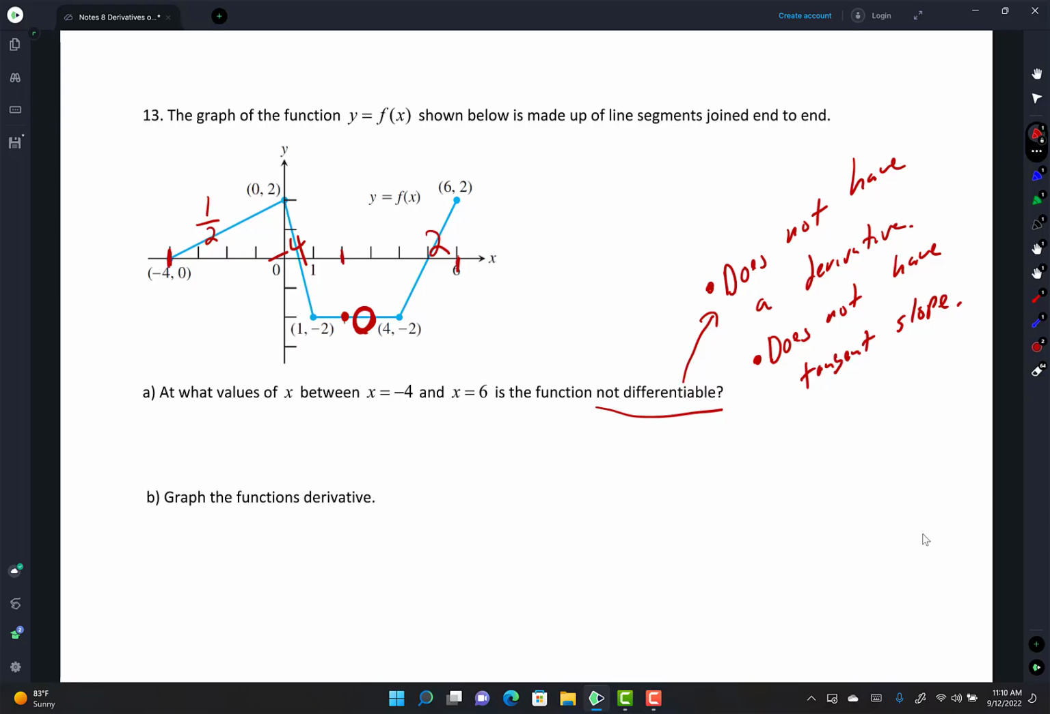Yeah, all those, if I have slopes, I have tangent slopes. Where would I not have a tangent slope? No, there's no jumps, there's no holes. At the what?